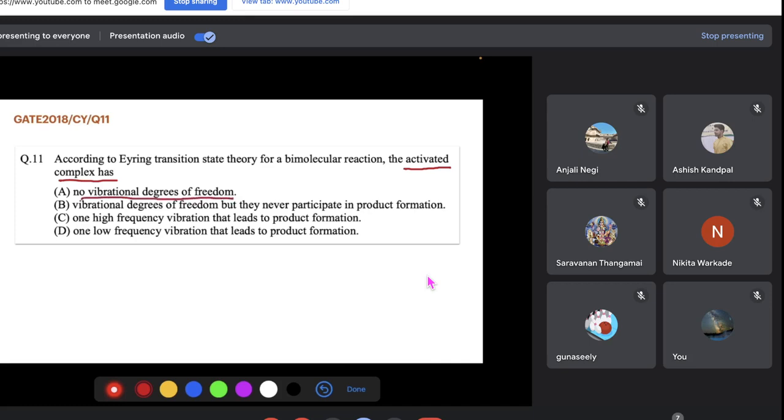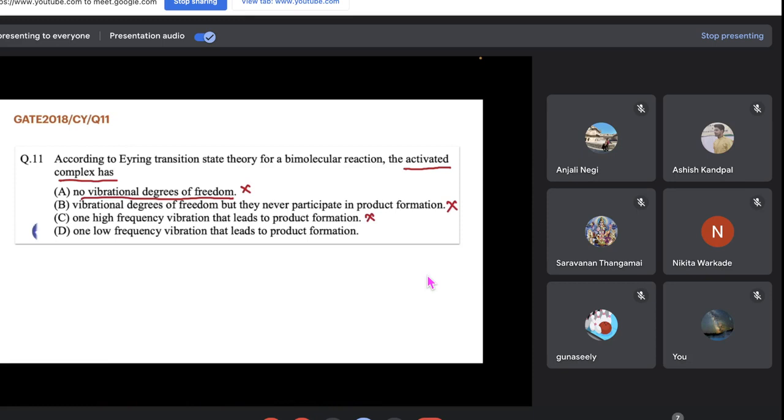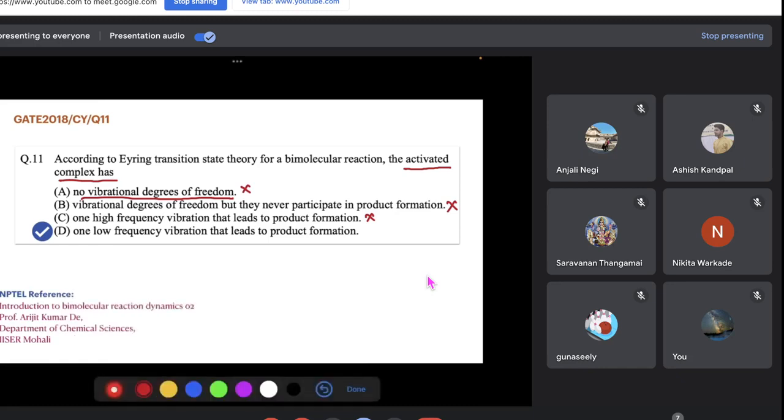No vibrational degree of freedom. So that cannot be correct. Vibrational degrees of freedom, but they never participate in product formation. That is also false. And one high frequency vibration that leads to product formation. But we know that the frequency our activated complex is associated with is actually a low frequency vibration. So that is also false. So the correct option is one low frequency vibration that leads to product formation, and that is also asymmetric in nature.